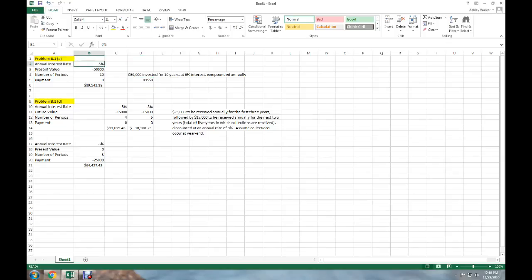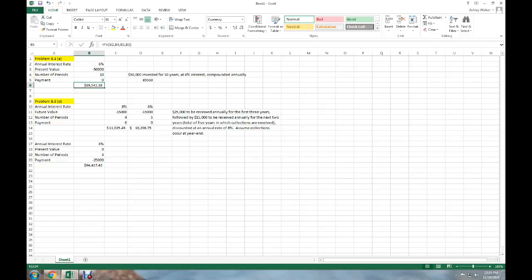So putting that same information into the table for Excel, there's my annual interest rate of 6%, present value of negative 50,000, so we do need to make that a negative number, 10 periods, so 10 years, one payment per period. The $50,000 is invested now, and we want to know what it's worth in 10 years. Payment is 0 because we're not getting a payment. We're just wanting to know what the future value of that $50,000 invested today is.